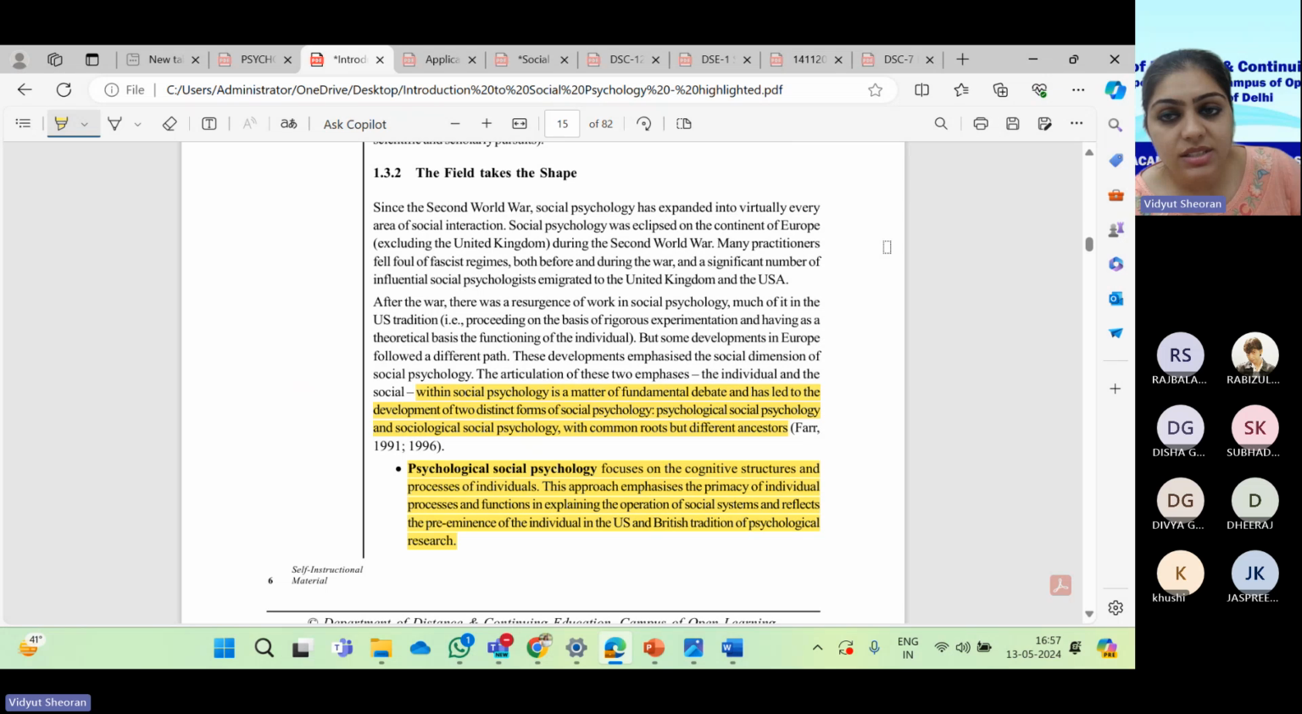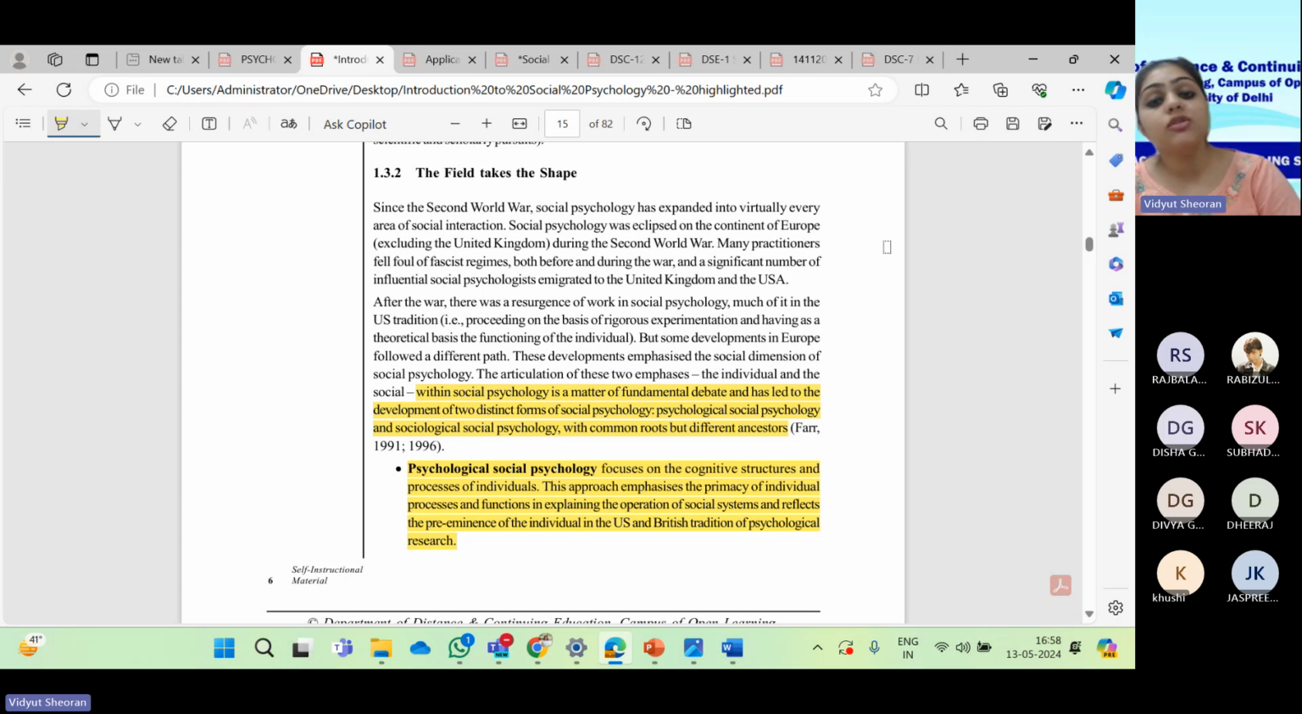We are just trying to understand how social psychology has eventually developed. It started developing from the era of the Second World War. The origin of psychology is in the US, but social psychology started developing more in the UK during and after the Second World War. And then we majorly divided social psychology into two major categories: psychological social psychology and sociological social psychology.